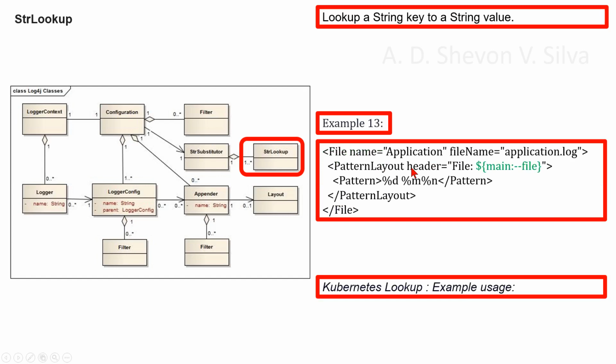Now we are considering Kubernetes lookup. Here's the example usage. The Kubernetes lookup can be used to look up attributes from the Kubernetes environment for the container the application is running in. Log4j Kubernetes provides access to the following container attributes.